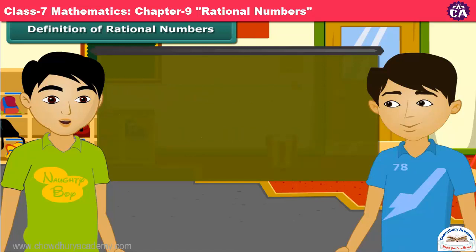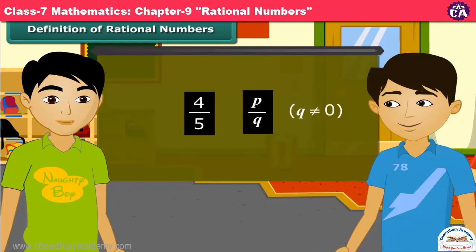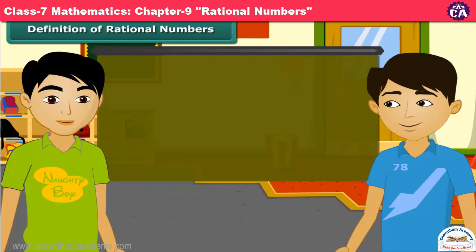Rahul, now you tell. Is 4/5 a rational number? Yes, 4/5 is a rational number because it is in the form p by q, where q is not equal to 0. And is -3/4 also a rational number? Yes, because p is equal to -3 and q is equal to 4, and both are integers.